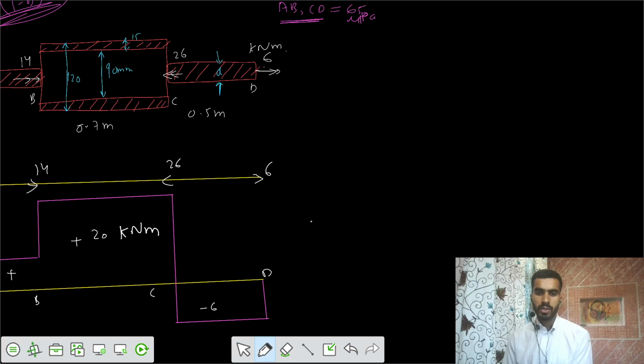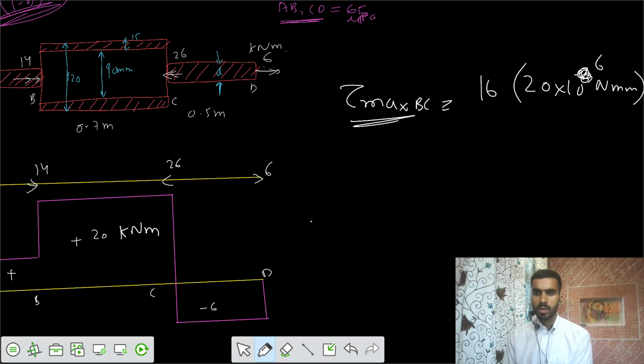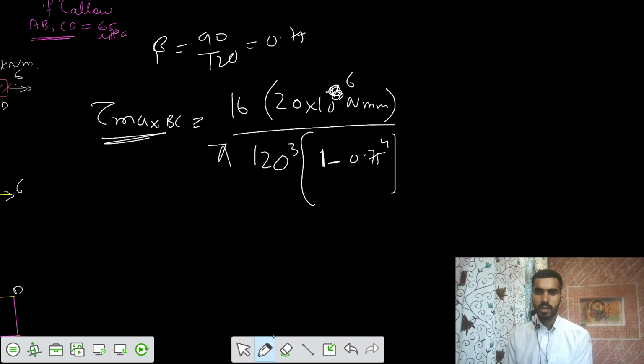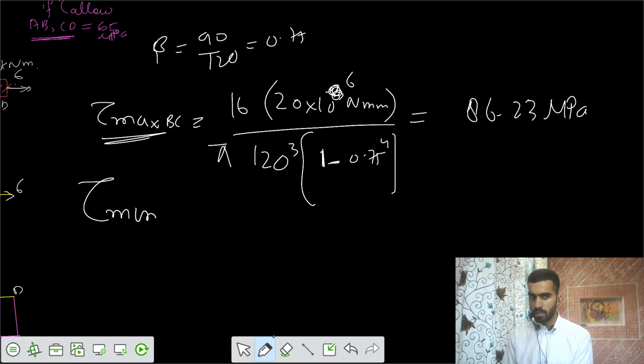If I write that equation for the tau max and tau minimum for the hollow shaft, that's BC, that would be equal to 16T upon pi D outer cube, and 1 minus beta power 4. Value of beta equals 90 by 120, that's 0.75 power 4. If I solve this equation, I would get a value of 86.23 megapascal.